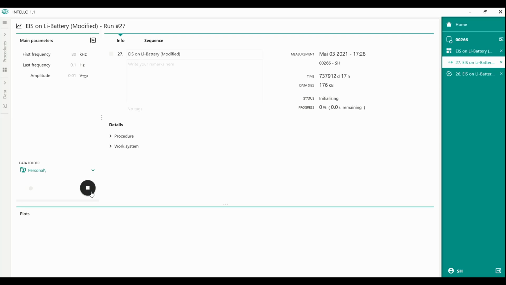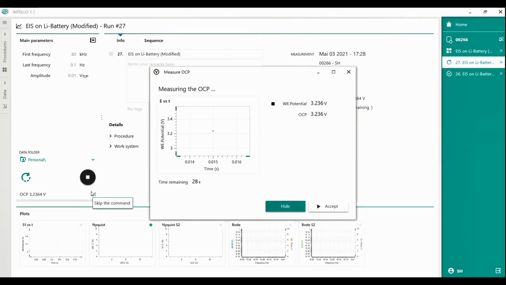So the measurement at 22 degrees Celsius was finished. I set the temperature to 10 degrees Celsius, waited another 15 minutes to be sure that the temperature is stable. And now I already started the measurement. We are recording the OCP potential.